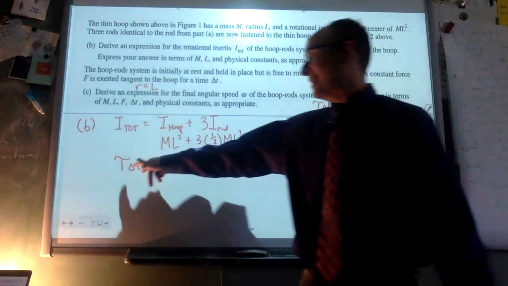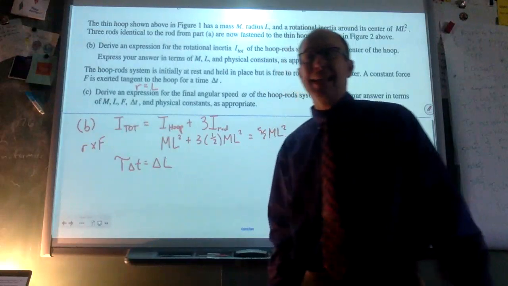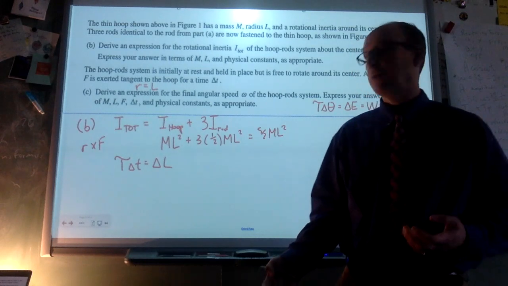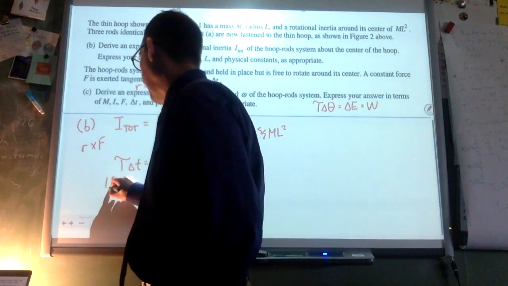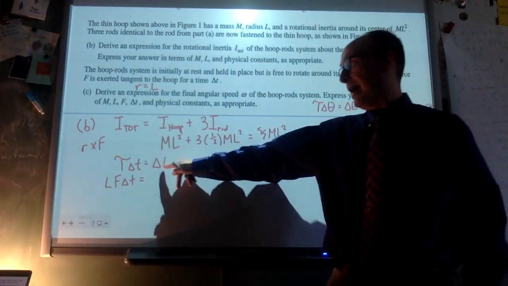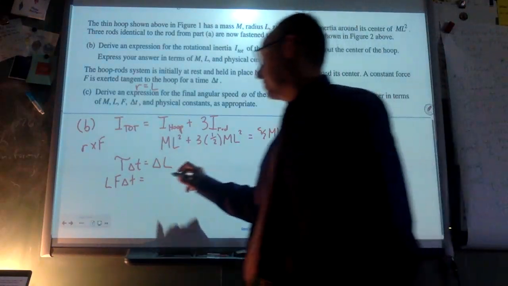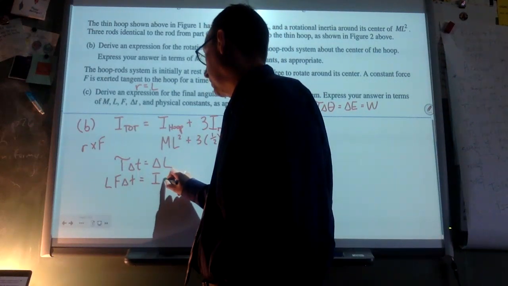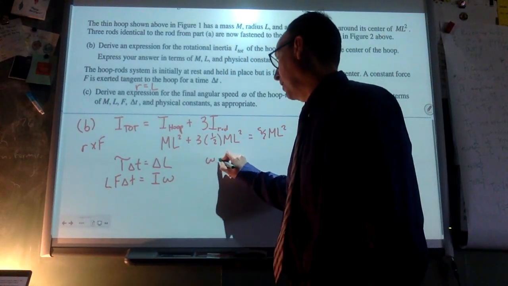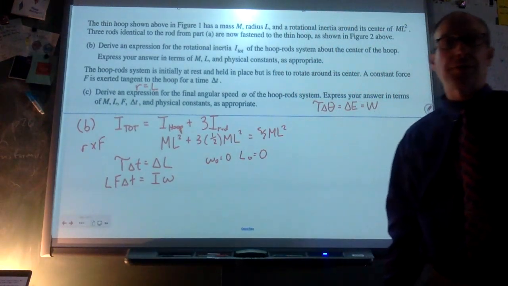All right, so on this side, torque is R cross F. If it's acting tangent, it's just going to be R times F, because remember, the cross product just combines the perpendicular components. So this is going to be L times F times delta T. It's starting at rest, so my initial angular velocity is going to be 0, and so this is going to be my moment of inertia times my final speed, omega. Because we're saying that omega naught is 0, so that would mean angular momentum naught would also be 0.